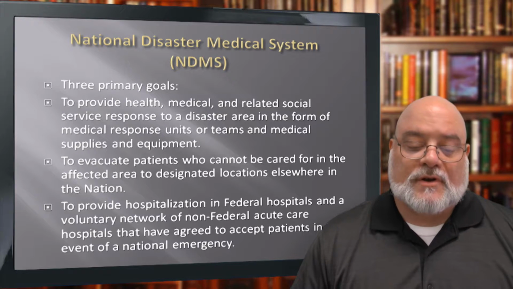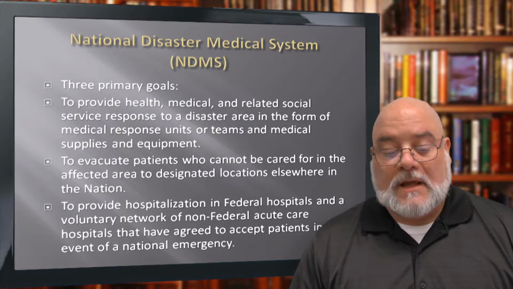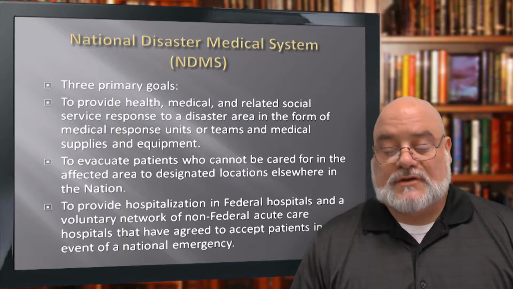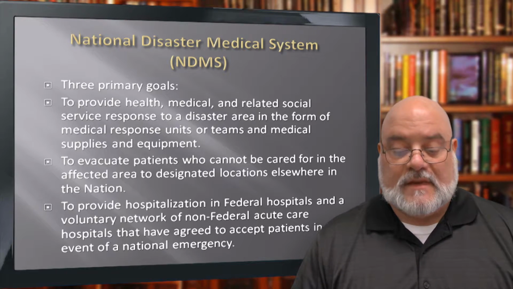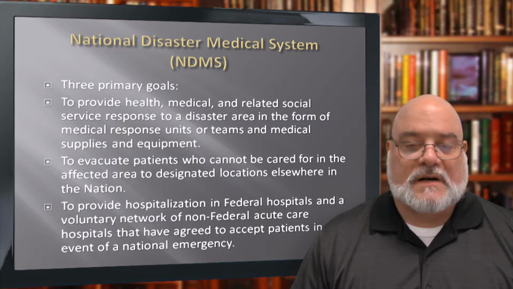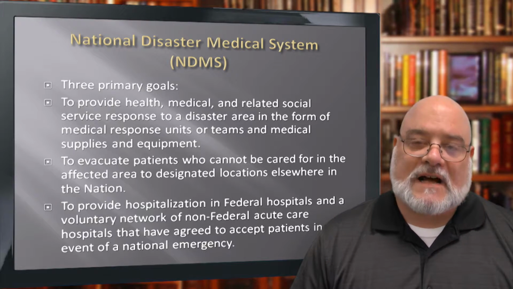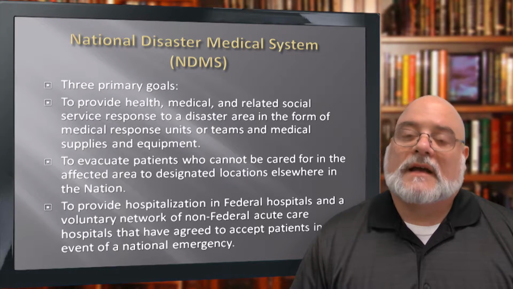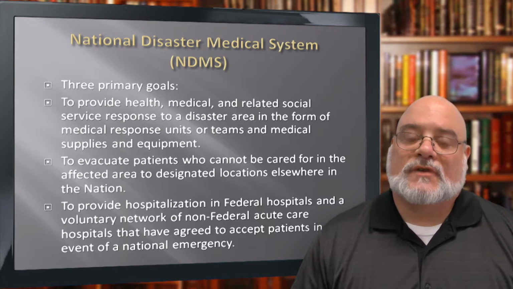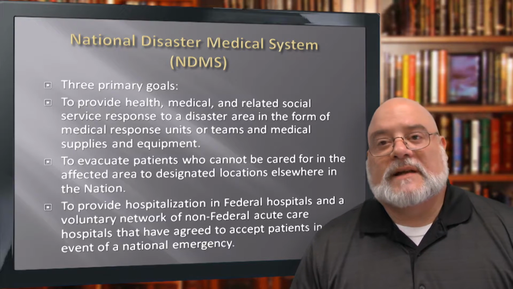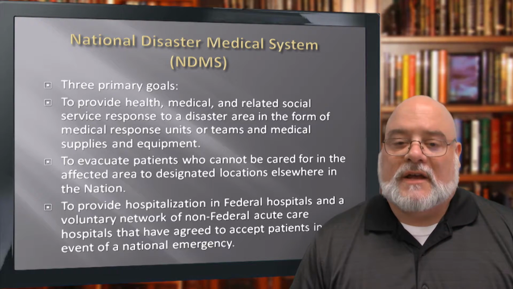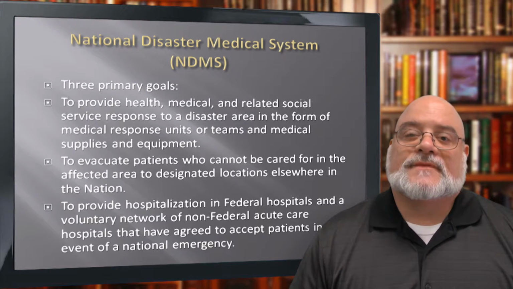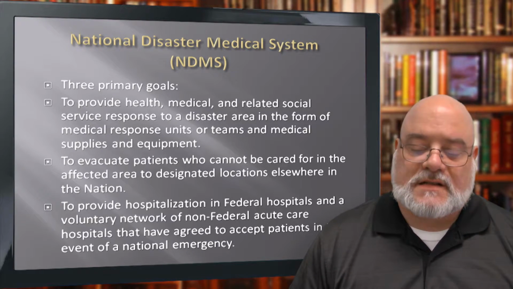So there are three primary goals in the NDMS. First, to provide health, medical, and related social service response to a disaster. This is in the form of medical response units. In California, it's CalMAT teams. Federally, it's DMAT teams. California does have DMAT teams, but traditionally, if you have a DMAT team within your state, they are already preoccupied doing their, quote, normal day job. So these federal resources would come in from outside of our state.